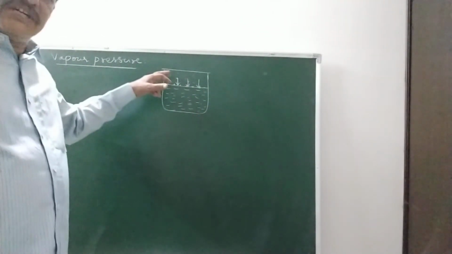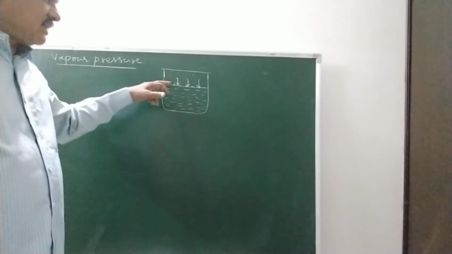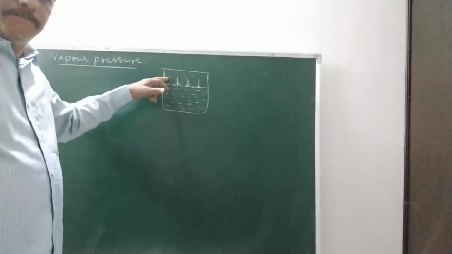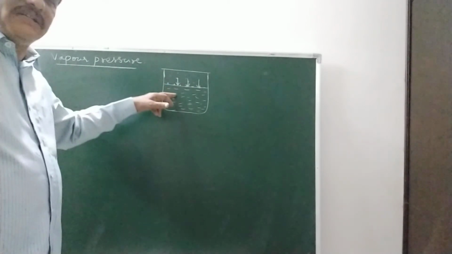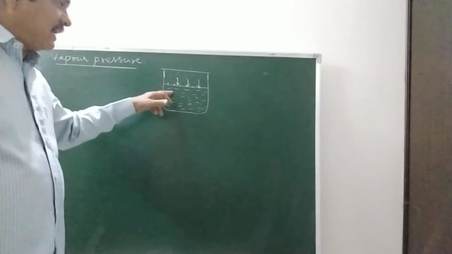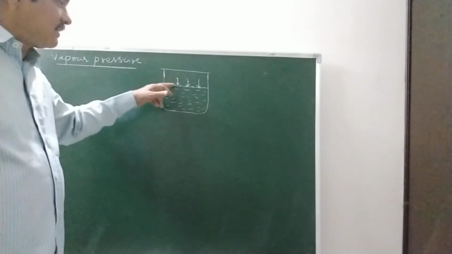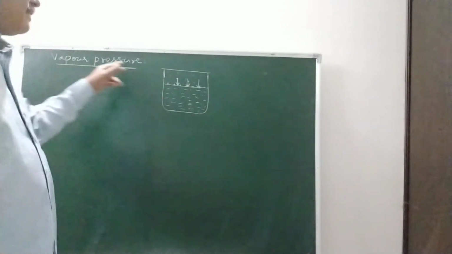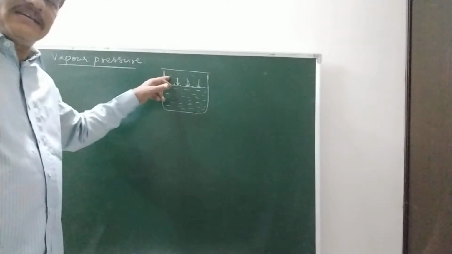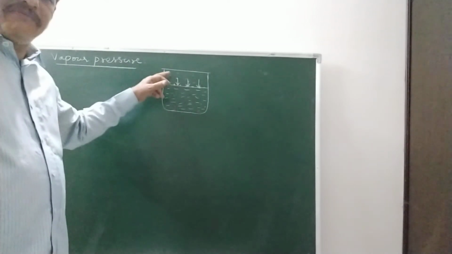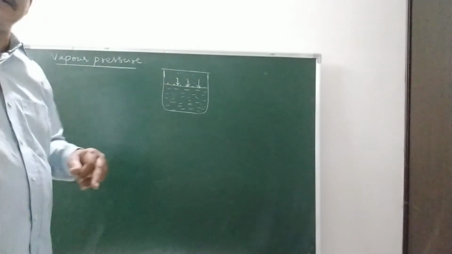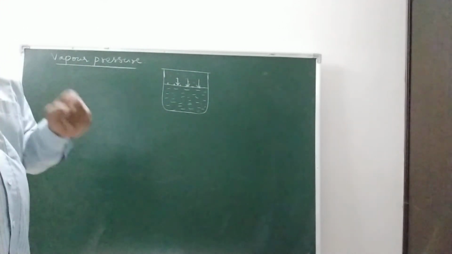When the vapor form of the liquid is in equilibrium with the liquid form, then the pressure exerted by that vapor is called vapor pressure. So, what is vapor pressure? The pressure exerted by the liquid vapor when it is in equilibrium with the liquid is called the vapor pressure of the liquid. That is the vapor pressure.